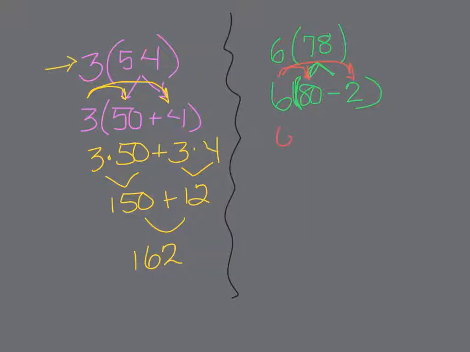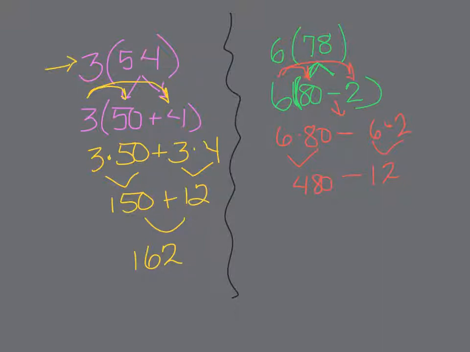6 times 80 minus, and you see how this time we brought down a minus, because it is minus. The first one was addition, the second one is subtraction. And then 6 times 2. So 6 times 80, well I know that 6 times 8 is 48, so this is 480 minus 6 times 2 is 12.